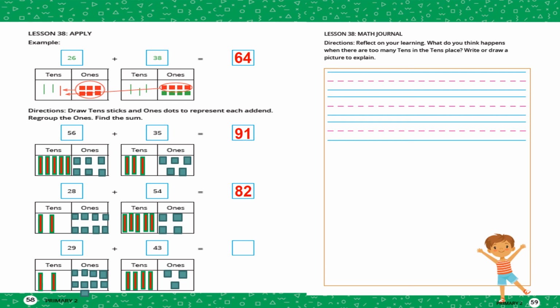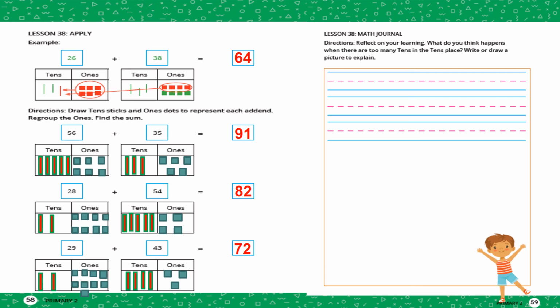9 plus 3. After 9: 10, 11, 12. So we will write 2 and carry up 1 in tens. 1 plus 2 equals 3. 3 plus 4 equals 7. 72.